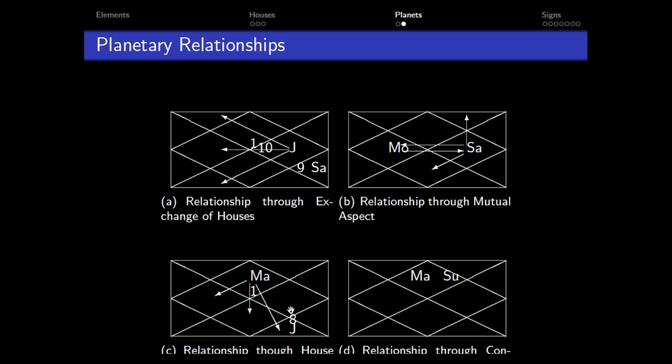Consider figure number B, where Moon is aspecting Saturn. It is aspecting the seventh house only. This is known as full aspect. Full aspect is also known as Chaturpad Drashti, but it is commonly known as full aspect. In this aspect, the planet aspects the seventh house from its position, its occupation house.